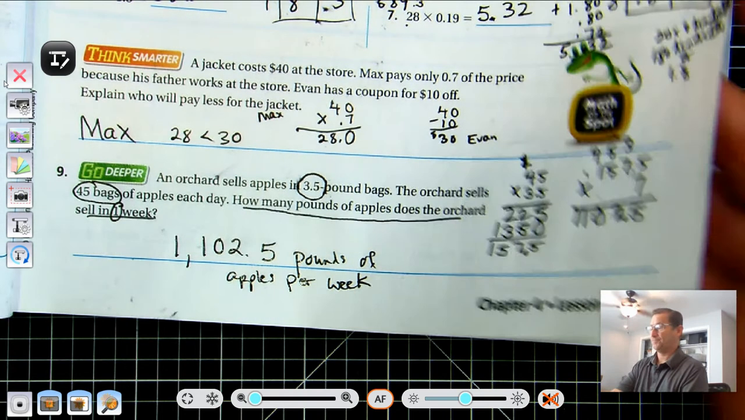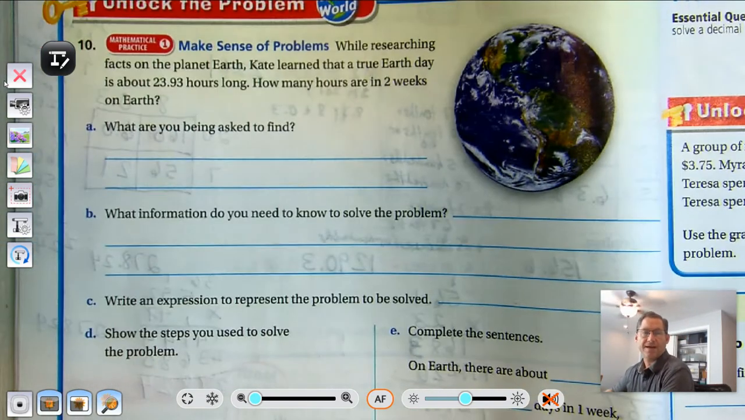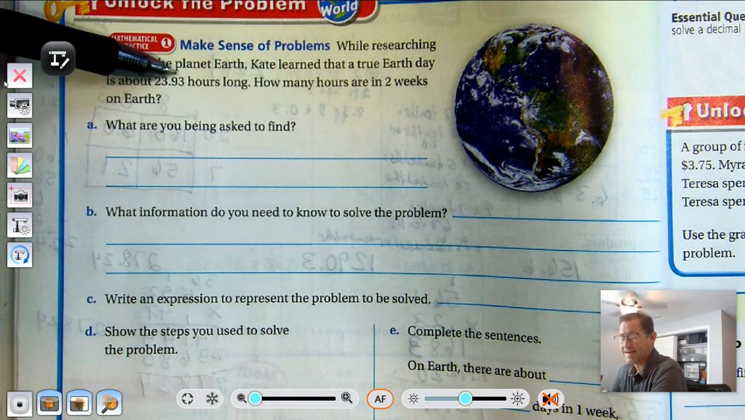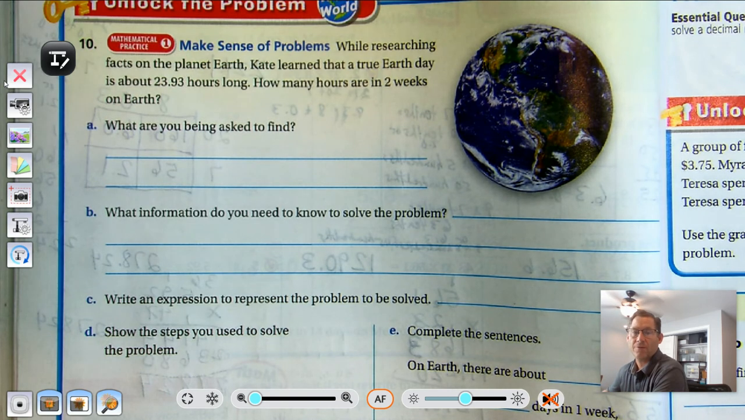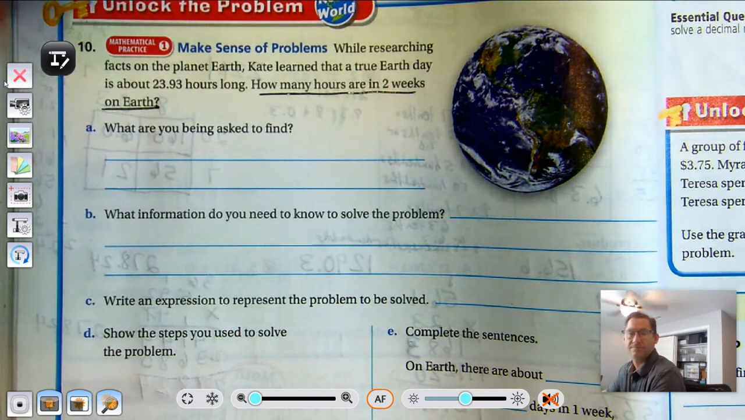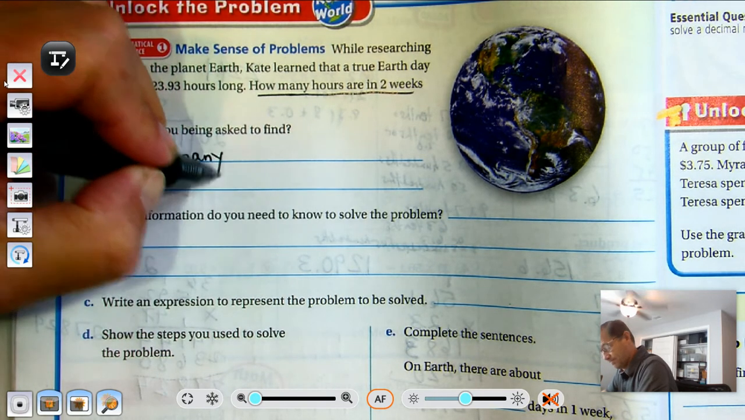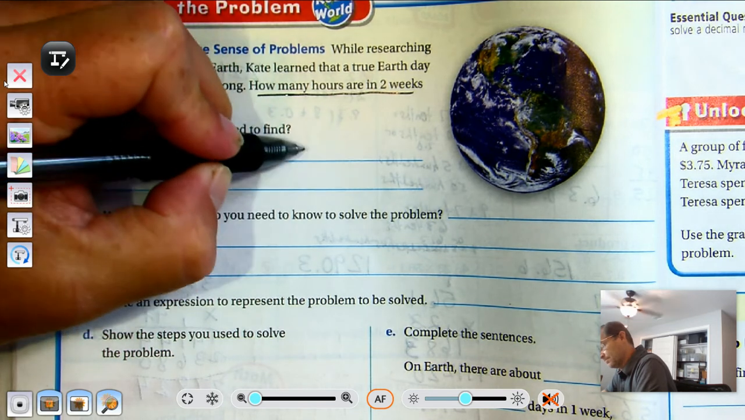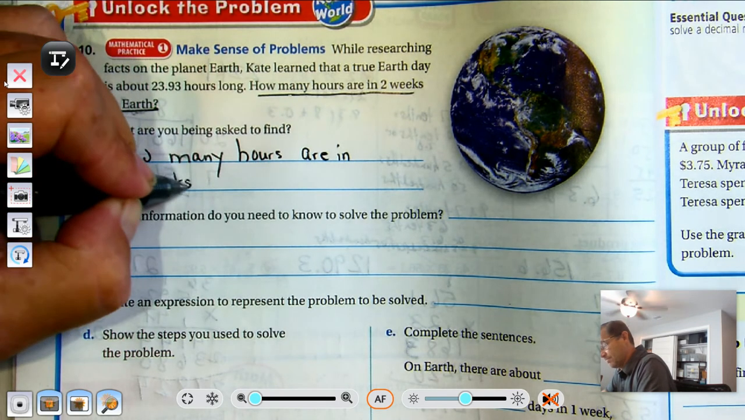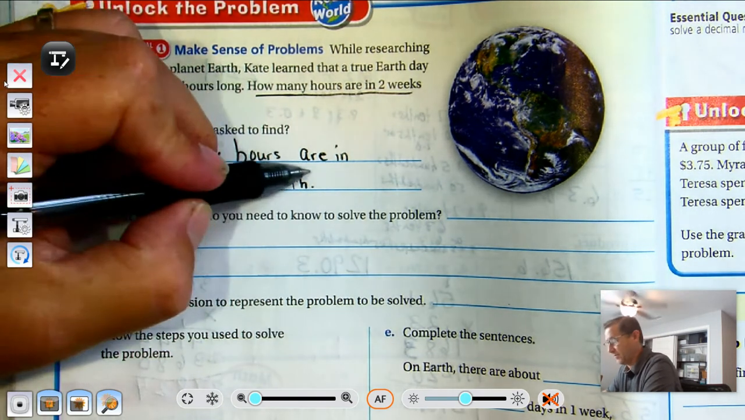Let's look at 182. All right, number 10. While researching facts on planet Earth, Kate learned that a true Earth day is about 23 and 93 hundredth hours long. How many hours are in 2 weeks on Earth? Okay. What are we being asked to find? The question, right? How many hours are in 2 weeks on Earth?